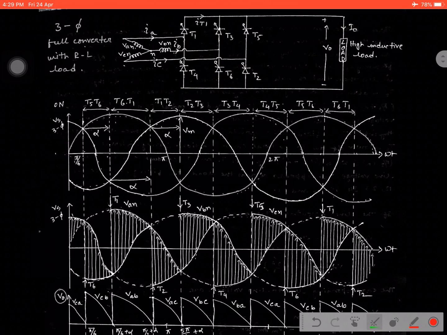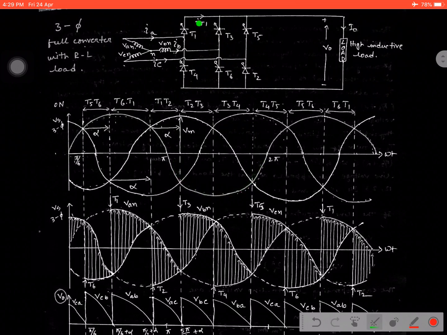Similarly, just like the previous class, first, from where we are using the gate pulse, meaning the selection of the gate pulse. See, that is not from 0, that is from pi by 6. That is why in all the cases we mentioned the gate pulse is given at pi by 6 plus alpha, 5 pi by 6 plus alpha or 9 pi by 6 plus alpha. But here we are going to rectify both half cycles, that is positive half cycle and negative half cycle both. That is why we have used 6 switches.